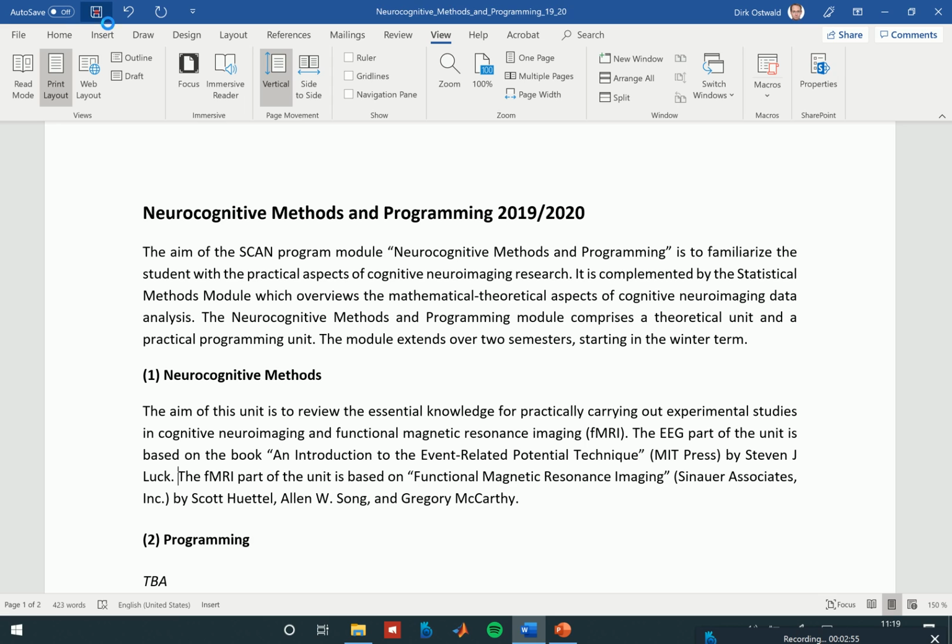And that's the EEG part, and my part is based on functional magnetic resonance imaging by Hüttel et al. So the fundamental idea of this neurocognitive methods part is that you read these books and memorize everything that's in them, and then you have learned something.